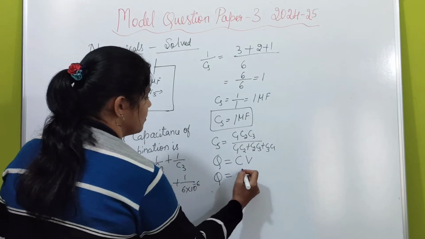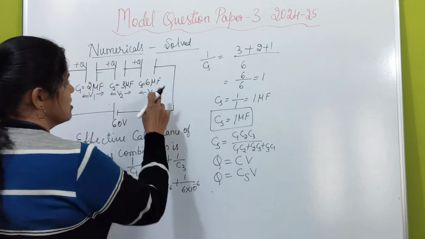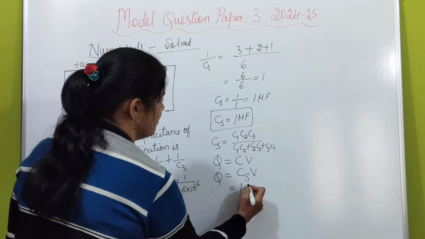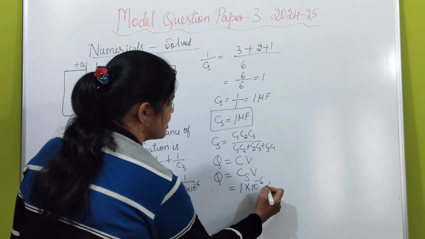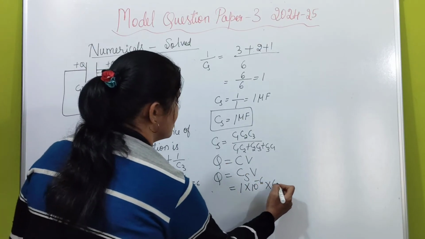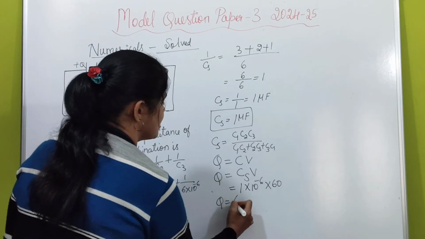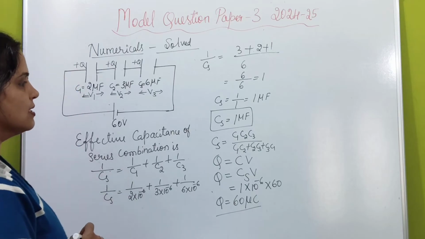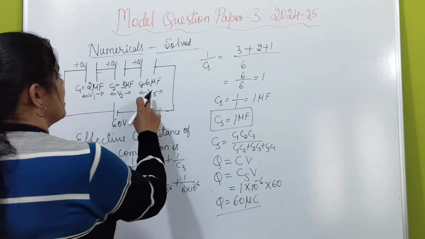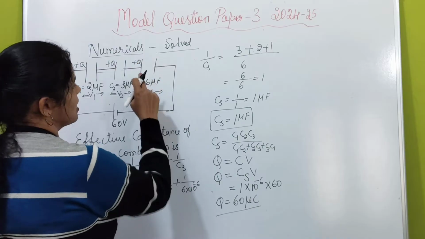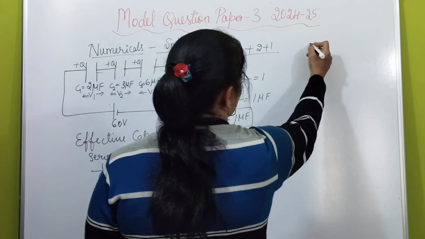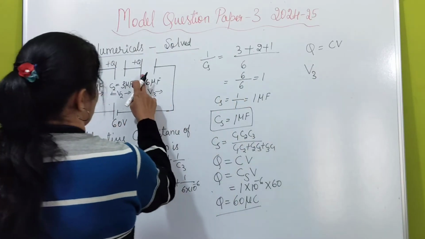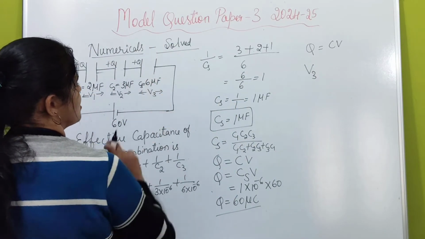So Q is equal to Cs into V, because here total capacitance is Cs, into V. So that is 1 microfarad, 10 to the power minus 6, into V. V is 60. So therefore charge on each capacitor is 60 microcoulomb. Charge on each capacitor is 60 microcoulomb. So then how to calculate voltage across third capacitor? We know this formula Q is equal to CV. Now we need to find out the potential difference across third capacitor.